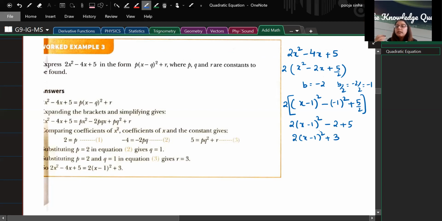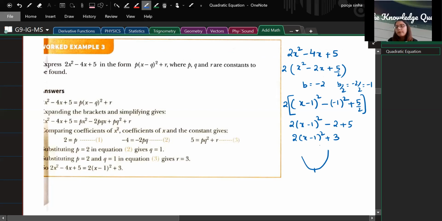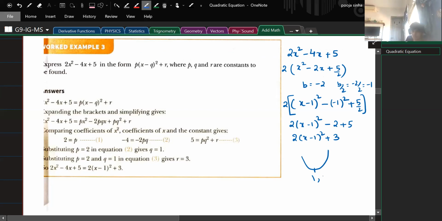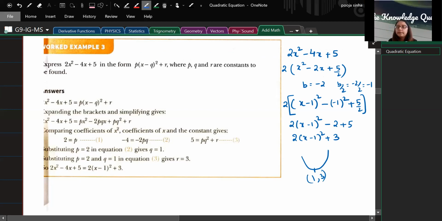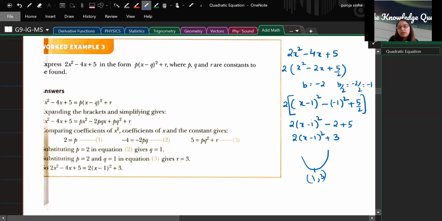So what are the turning points? इसका मतलब अब एक्सिस ऑफ सिमेट्री कैसे बन रही है? So it's 1,3. Because 2 is positive, so happy face. And minimum point है, so it becomes 1,3. We found everything from this. Then we found the turning point in this straight away, x intercept we found. Right. अब जरा अपने इक्वेशन से मैच करते हैं इसको.